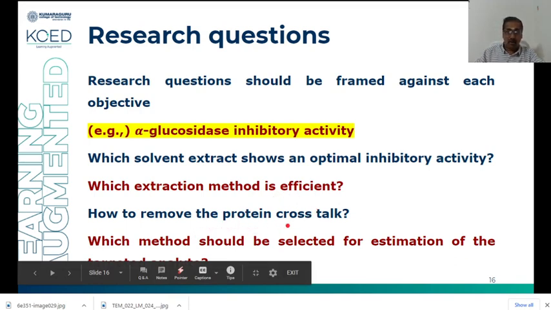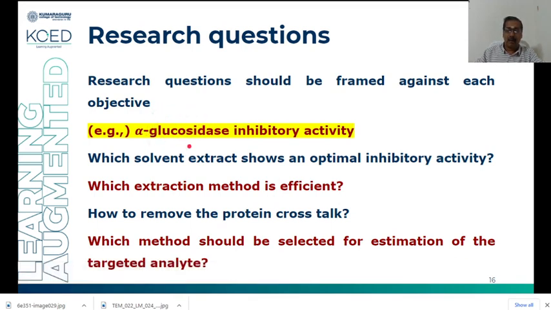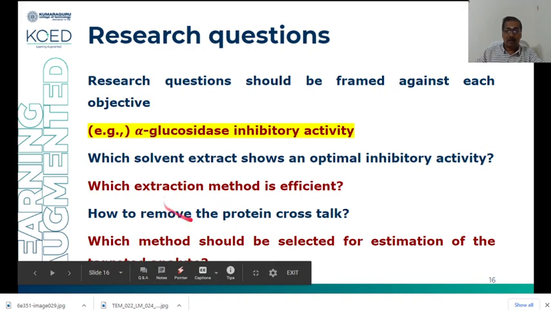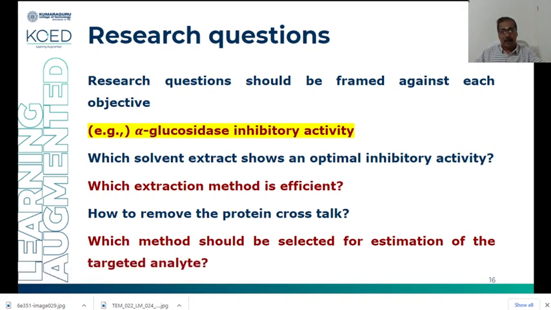And proteins, even protein moieties, can inhibit alpha glucosidase. If I'm interested in polyphenol, then I have to remove the protein crosstalk. So how to remove the protein crosstalk? And obviously, which method should be selected for estimation, right? Many methods would have been prescribed to quantify polyphenol, or many methods would have been explained to investigate alpha glucosidase inhibitory effect. There could be a fluorimetry method, a UV method, a visible spectroscopy method. So very carefully I have to select the right method.